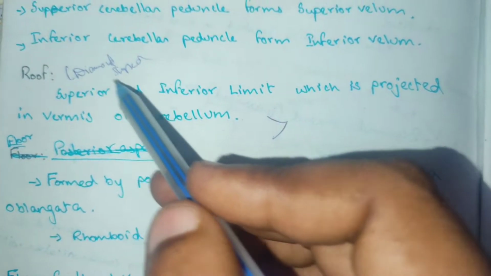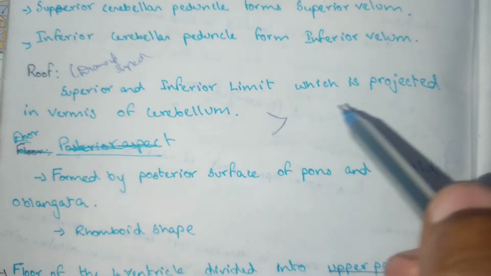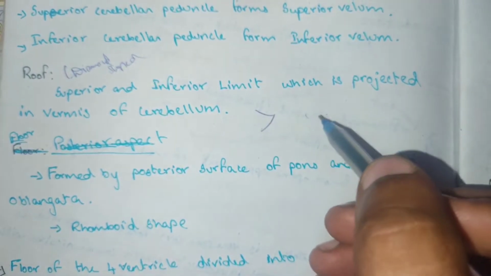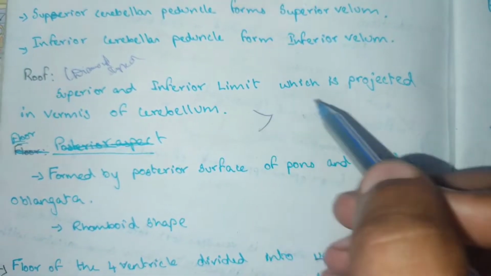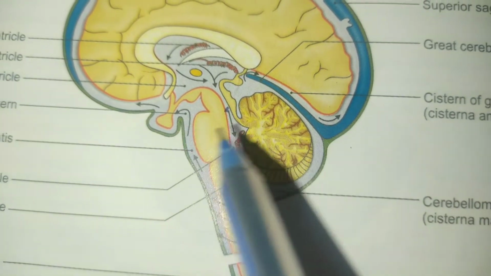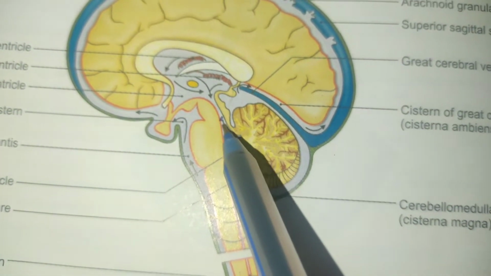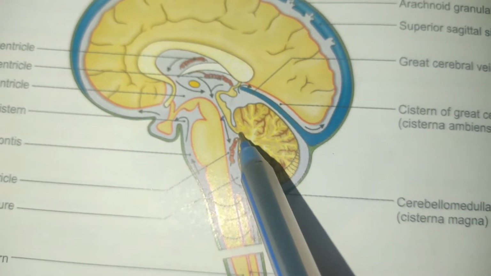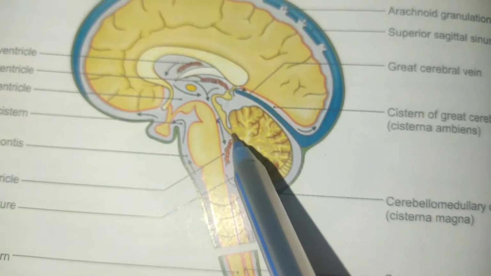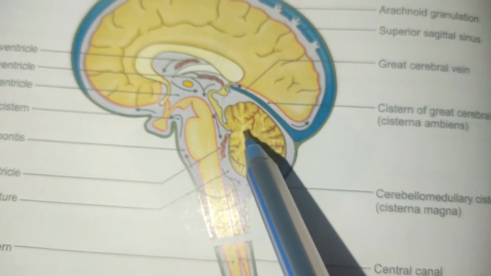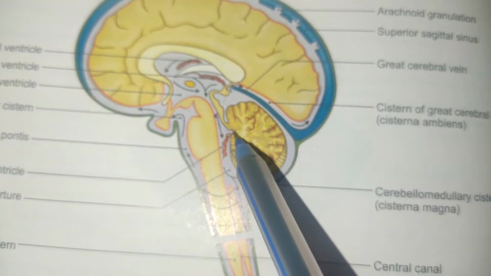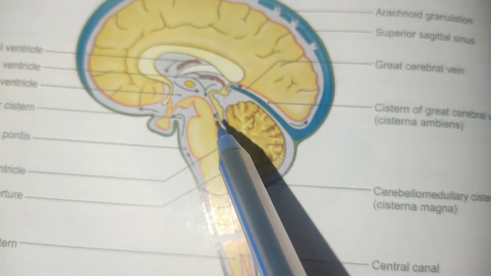The roof is diamond shaped, and the superior and inferior parts project to the vermis of the cerebellum. The roof looks like this. Now I will show it in the image. This is the velum, this is the roof which projects. This is the superior velum as well as this is the inferior velum. The superior limit as well as the inferior limit project towards the vermis of the cerebellum, which is diamond shaped.